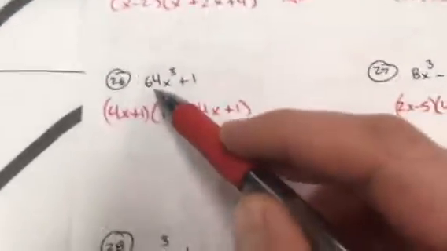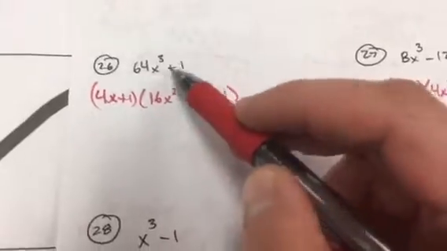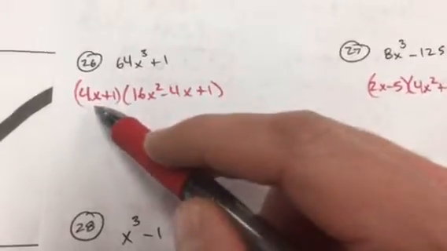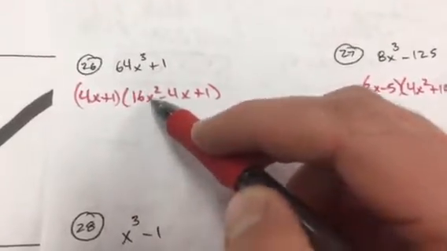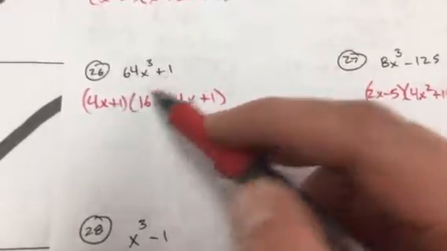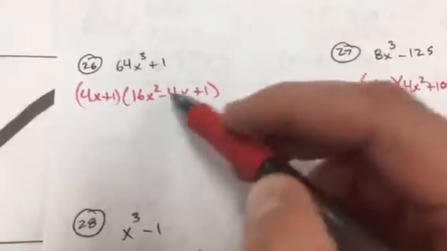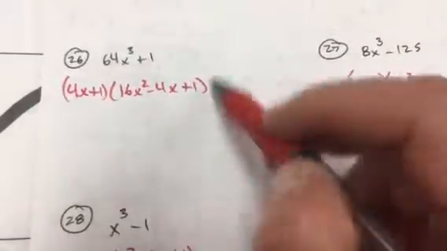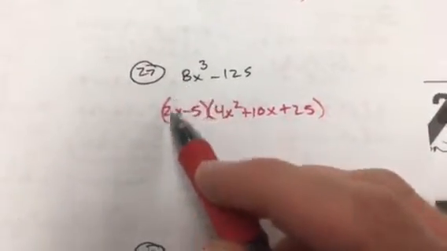Okay, the only difference here is when you take the cube root of 64, it's 4x. Plus, take the cube root of 1, you get 1. You're going to take this first term and square it. When you square 4, you get 16, and then x squared, minus. Because this is a plus, this is a minus, opposite sign. Take the inner product of 4x and 1, 4x. Then take 1 and square it. That's your answer.